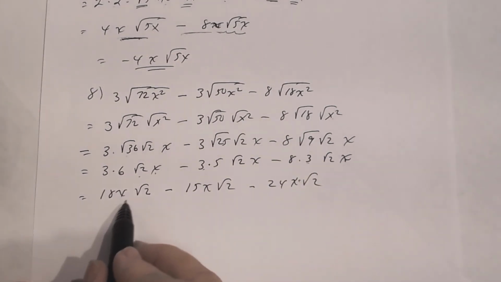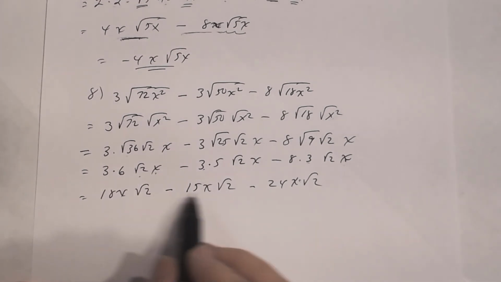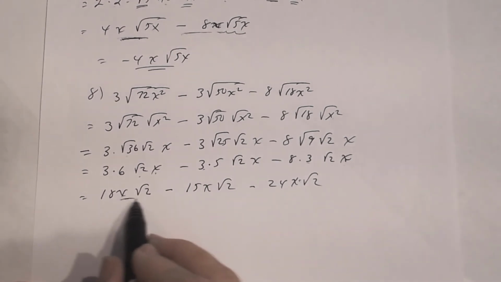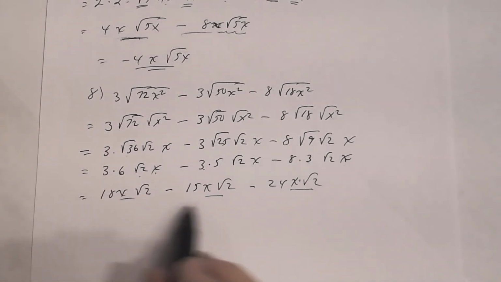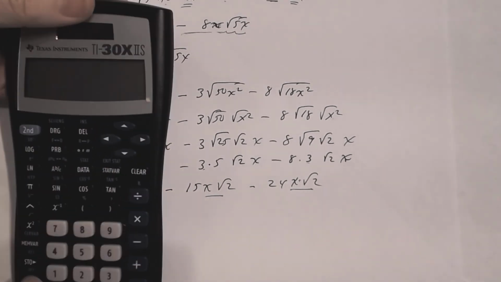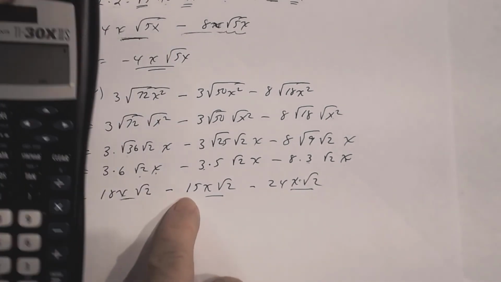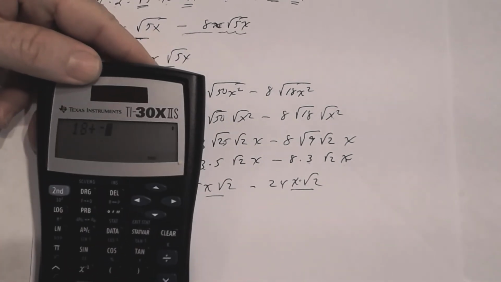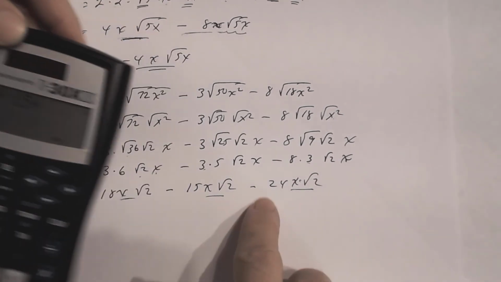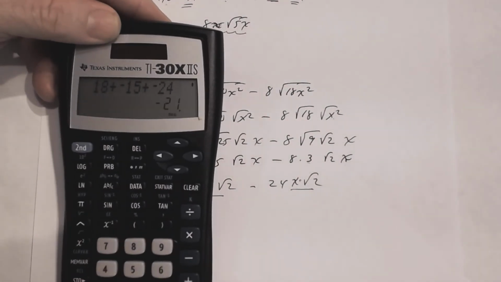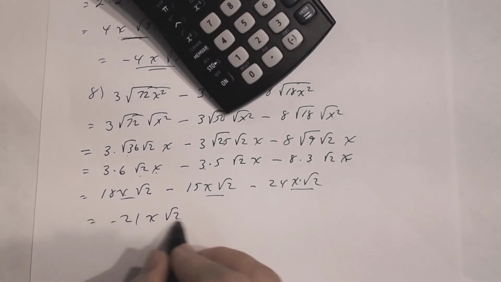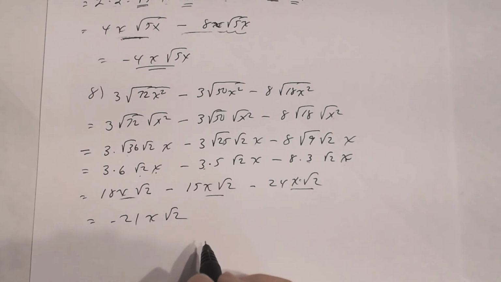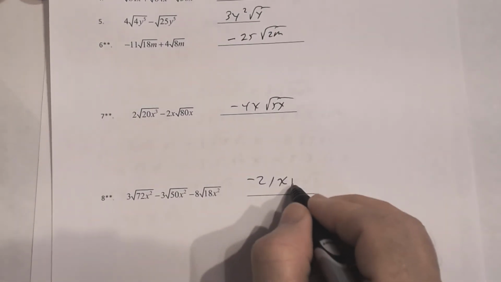So notice that all of these are like terms. They all have the radicand 2, and they have that extra factor of x in all of those. So all you have to do is just add their coefficients. So 18 plus a negative 15 plus a negative 24 equals a negative 21. So I get a negative 21x square root of 2. And so that's the answer to number 8. So negative 21x square root of 2.